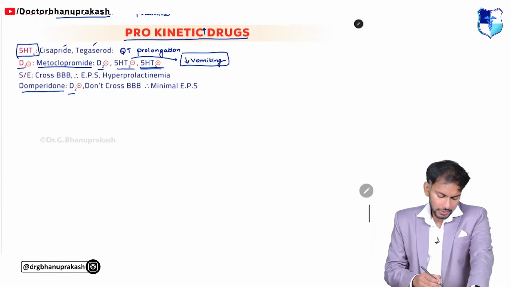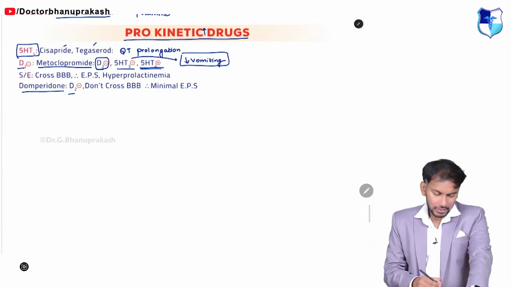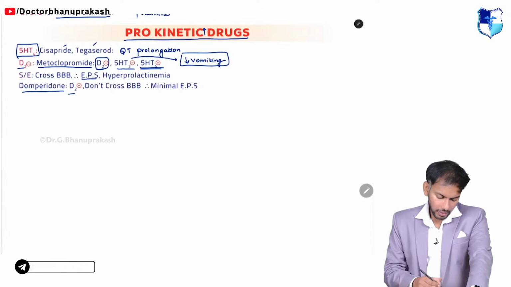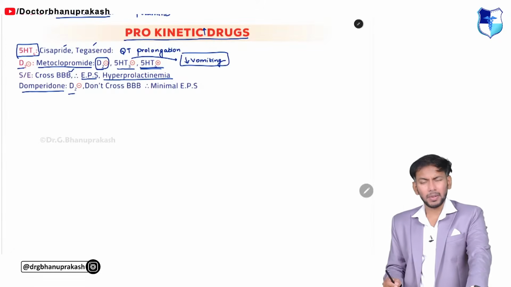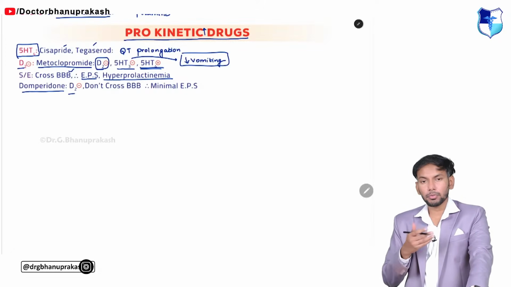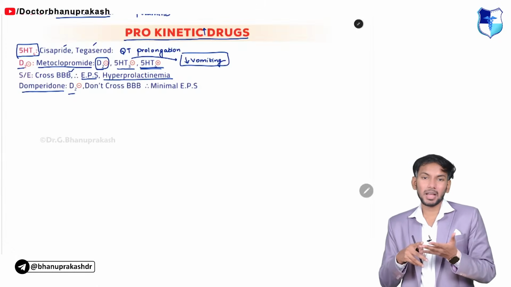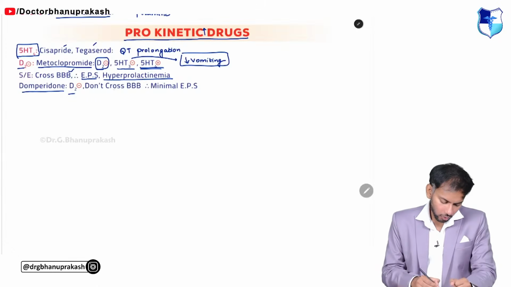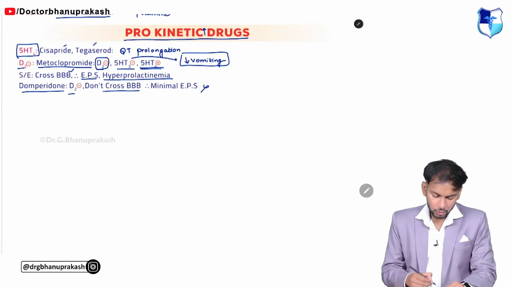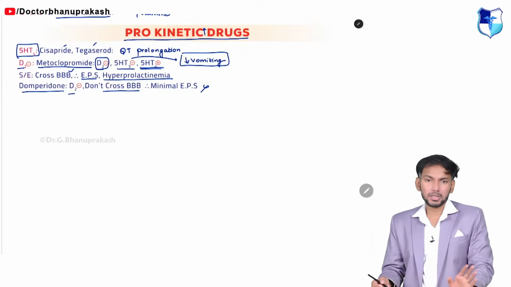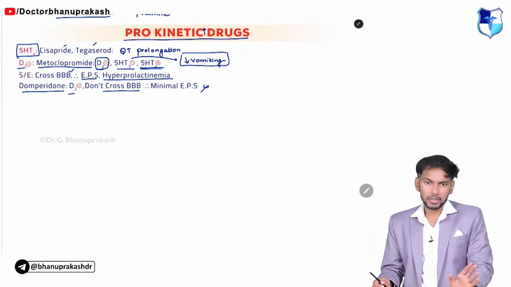Since it is a D2 blocker, as we have studied in CNS, it will cause extrapyramidal symptoms and hyperprolactinemia if it crosses the blood-brain barrier. Metoclopramide will cross it, so it will cause these side effects, EPS and hyperprolactinemia. Domperidone will not cross the blood-brain barrier, so you see minimal or no EPS. Yes, that's all about the gastrointestinal tract.